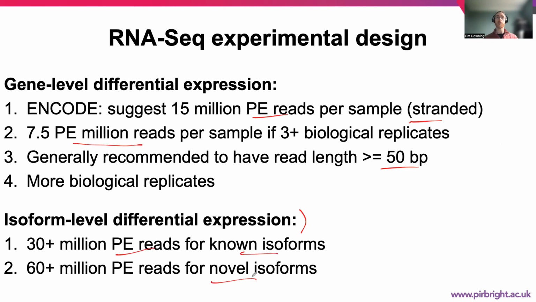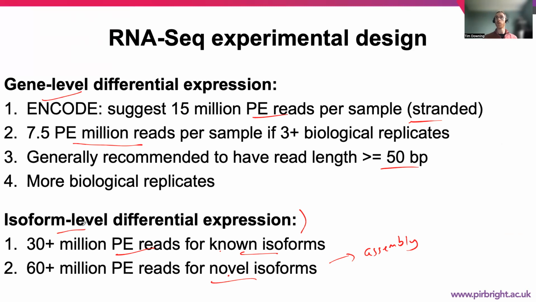Whereas if we're looking for novel isoforms, we need 60 million reads and perfectly long ones because we may need to do transcriptome assembly to really identify these properties. So that's quite tricky. So we can contrast between known and novel isoforms and gene level expression, which is easier to detect than isoform level expression changes.